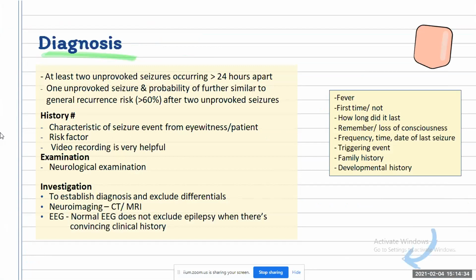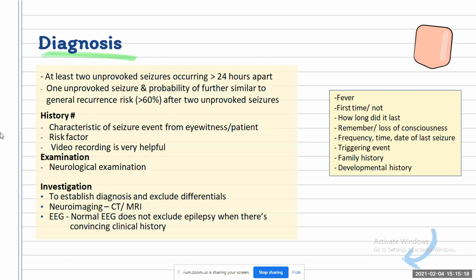Basically, we need to ask about the characteristics of the seizure event, whether from the eyewitness or the patient himself. We can ask whether the event is associated with a fever or not, whether this is the first time or the patient has had a previous attack, how long it lasted, whether the patient is aware or has loss of consciousness, the frequency, the time and date of the last seizure, any triggering event that contributes to the seizure, any family history, and any significant developmental history.